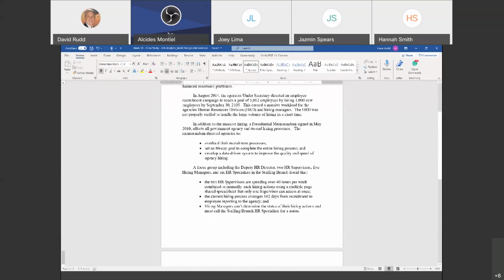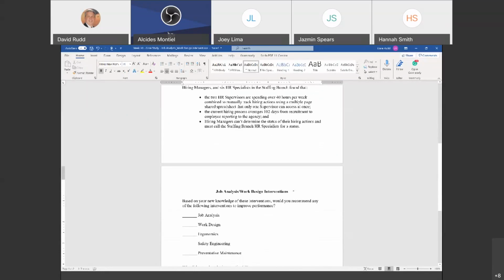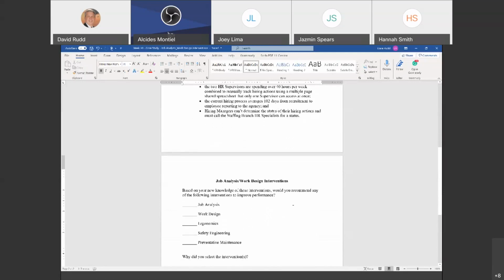Also, another issue was that the HR supervisors were spending over 40 hours a week manually tracking that. And then the hiring managers couldn't determine the status of the hiring action. So what the recommendations were is that a database, a program, was developed to track all of the hiring actions. Not only did the HR supervisors have access to it, but also all the HR staffing specialists and the hiring managers. Okay. So that was the intervention that was made, and then there was training on the system.